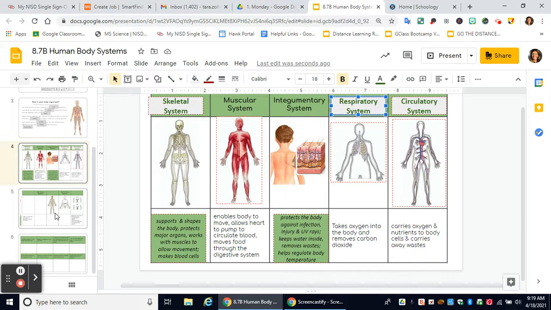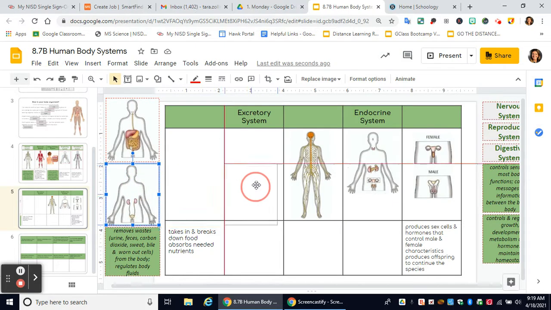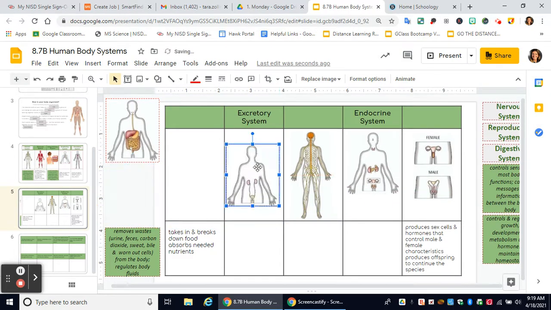Let's go to the next slide. And we have many body systems, so we're going to do the same thing we just did. Okay, so I like to start with the pictures. And this picture here looks like we have a kidney. Your kidneys and your bladder, so this would be your excretory system, to excrete, to exit, to get rid of. So our definition happens to be right here.